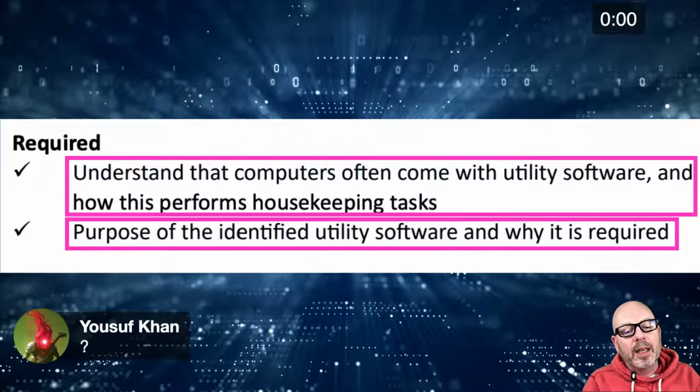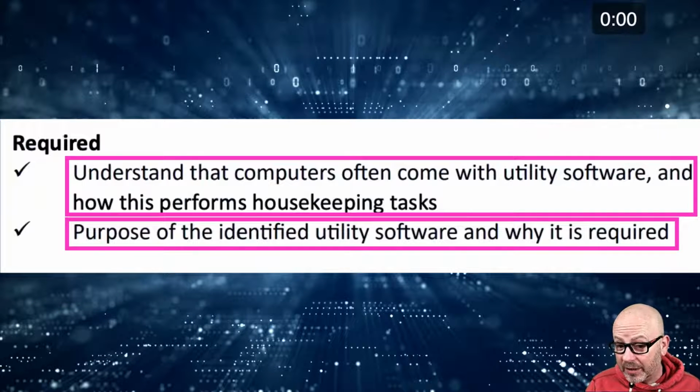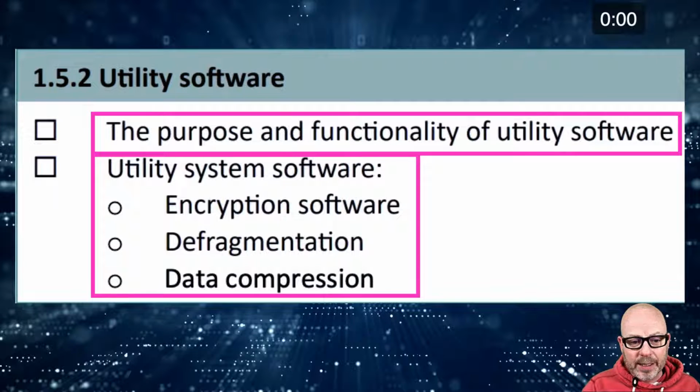Sorry about that. So, understanding that computers come bundled with utility software and they perform housekeeping tasks, and the purpose of each. So, putting this into English: computers often come bundled with utility software, and they perform housekeeping tasks. The second thing is the tasks that each of these pieces of software performs. So that's what we need to focus on. We are going to focus on encryption, defragmentation, and data compression. Those are the three. Data compression, people tend to be good at.